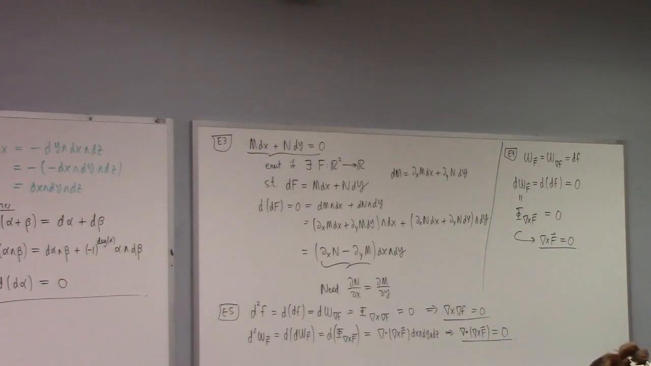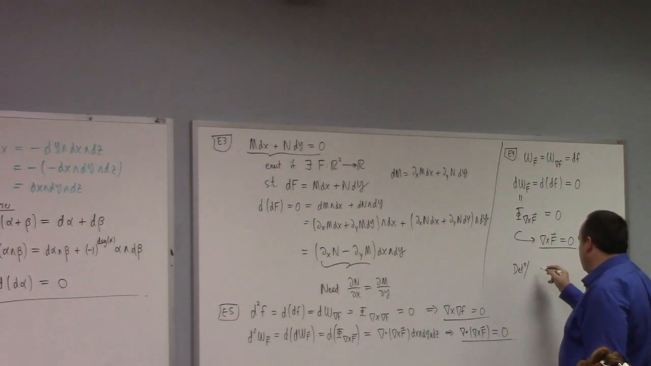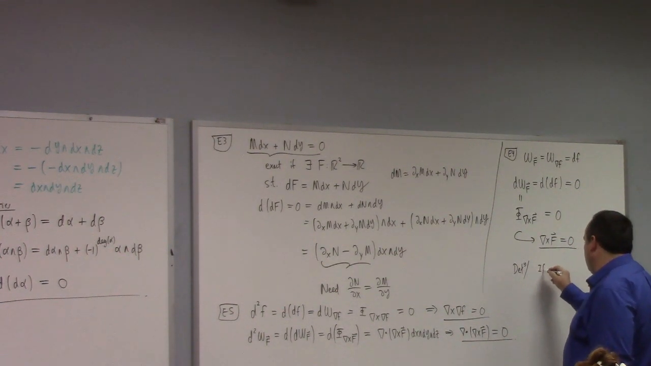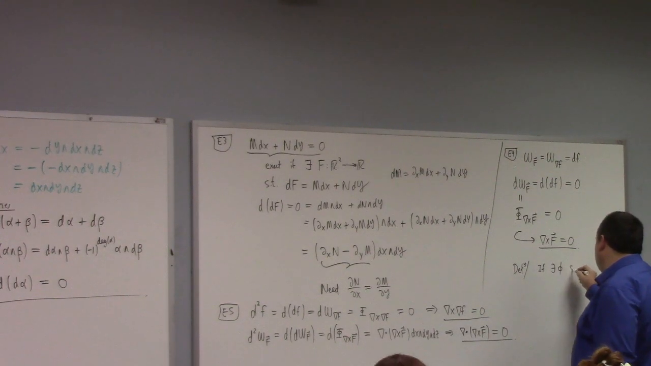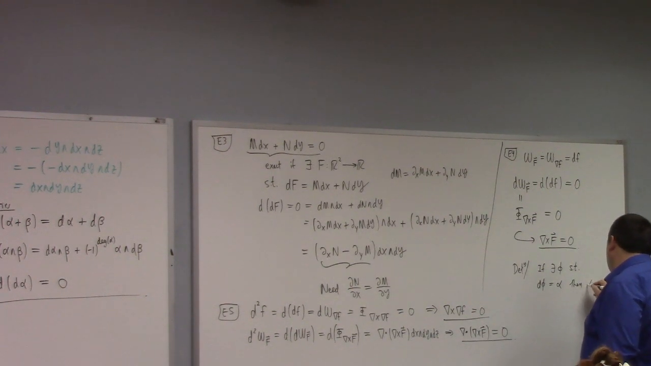well, there's language for this. I mean, this is the definition. We can make this more precise. Alpha, if there exists phi such that d phi equals alpha, then alpha is exact.